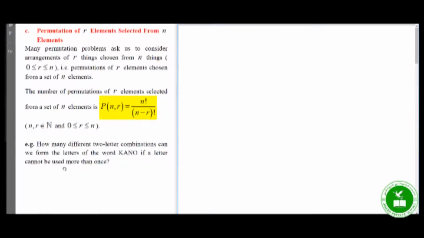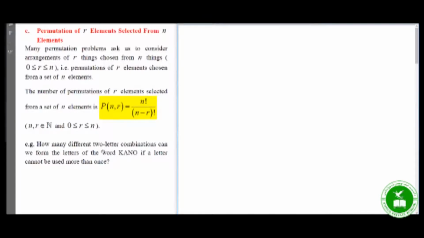K-A-N-O, if a letter cannot be used more than once? This is a condition for permutation. If a letter can be used twice or more than once, if it can be repeated, then in this case it will be changed.